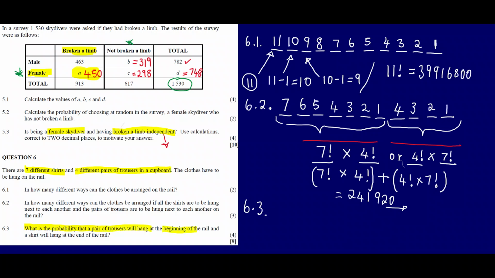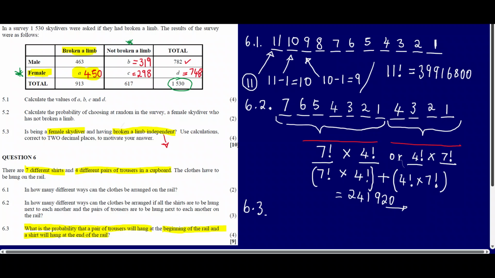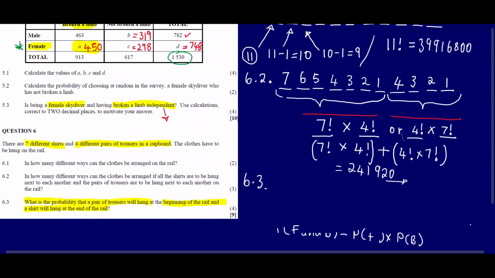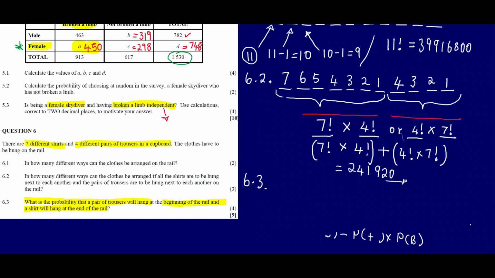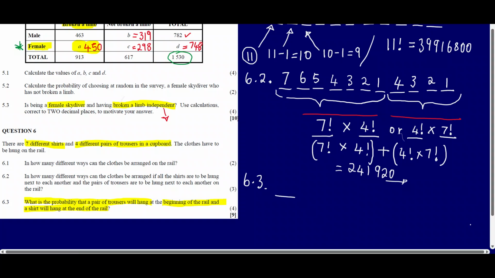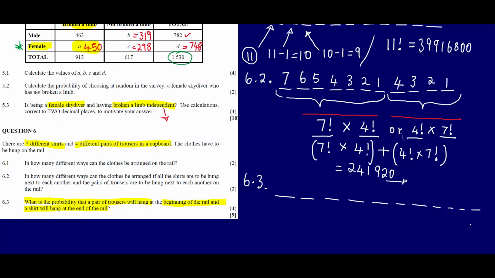I'm not asking for the number, but I'm asking for the probability that a trouser will be hung at the beginning of the rail and the shirt will be hung at the end of the rail, right? So let's go and have a look at this one. It's going to be a little bit interesting because we'll also consider the probability, right? So 1, 2, 3, 4, 5, 6, 7, 8, 9, 10, 11. So we've got 11 spaces over there.